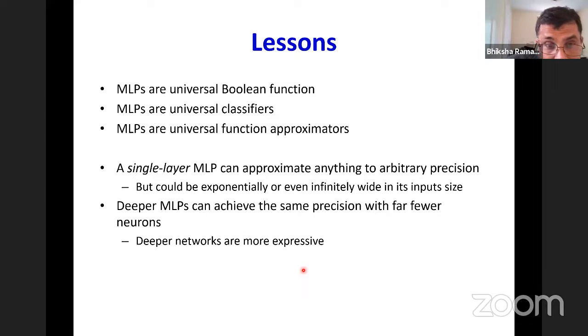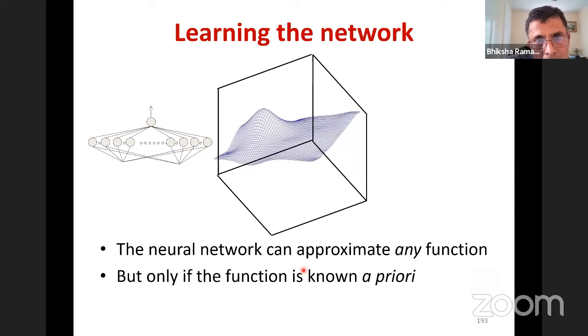So the lesson so far: MLPs are universal Boolean functions, they're universal classifiers, they're universal approximators. A single layer MLP can approximate anything to arbitrary precision, but this could be exponentially or even infinitely wide in input size, and deeper networks can achieve the same precision with far fewer neurons. They're more expressive.